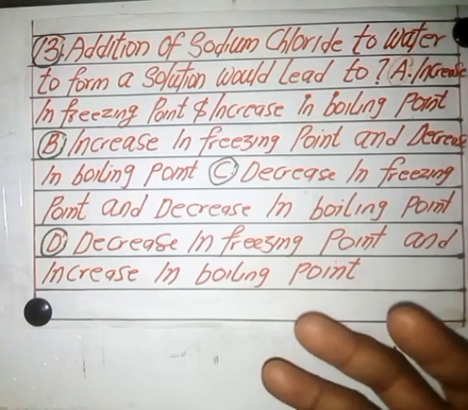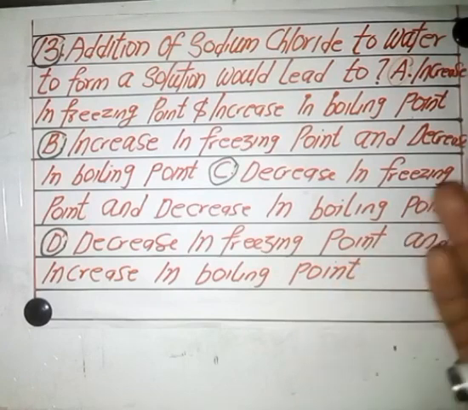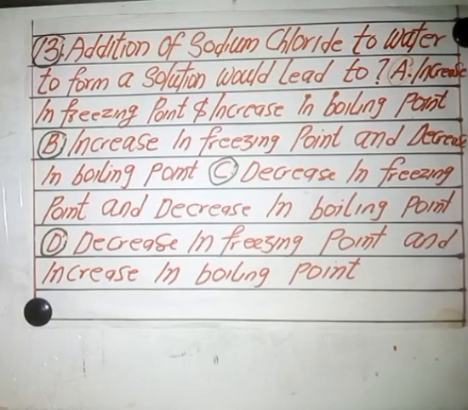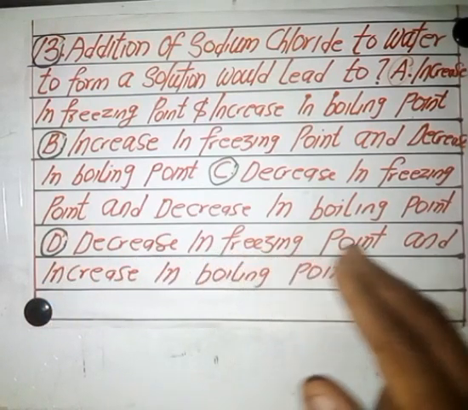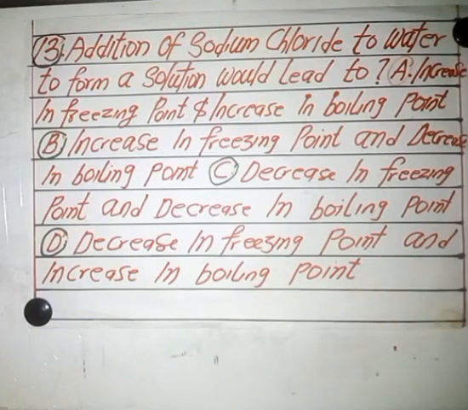You notice, as a practical example, that when you have an ice block and you put salt on it in your house, it decreases the freezing point. Also, if you put salt in water and you're boiling it, you don't expect it to boil at 100 degrees centigrade. Because of the salt you added, the boiling point will increase. So it will boil after 100 degrees centigrade. That's why your answer is D. Decrease in freezing point and increase in boiling point.